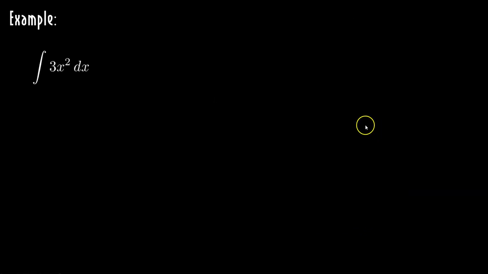Here we have the integral of 3x squared. X is squared, so I'm going to add 1 and get a 3, divide by what I get, so that 3 nicely goes up. So I'll get an x cubed plus c. If I just have plain old x squared, I get x cubed over 3 plus c.